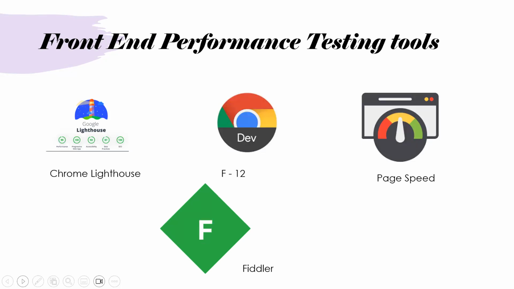So these are a few examples of front-end performance testing tools. The first one is Chrome Lighthouse, which is available with the Chrome browser. Then you can get client-side, in other terms front-end, performance with F12. Also, there's another tool called PageSpeed you can use as a front-end performance testing tool. Fiddler is also a good tool to use as a front-end performance testing tool.